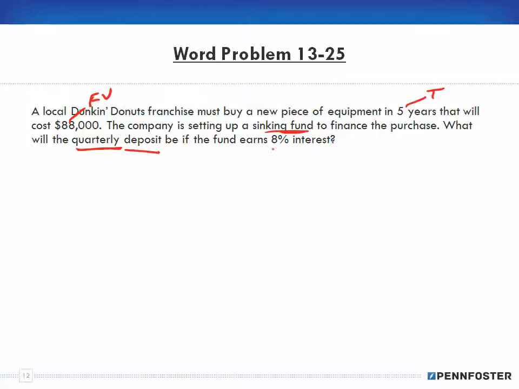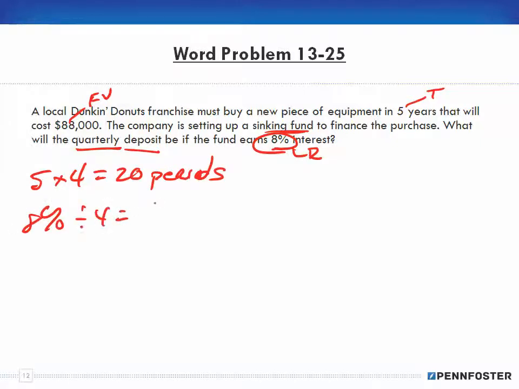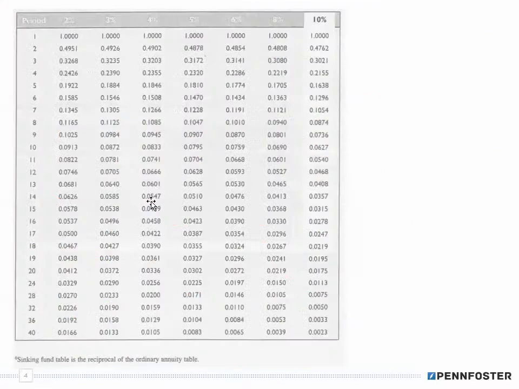If the fund earns 8% interest, so that's my rate. And since it's quarterly, we take our 5 years, our 5 periods, and we multiply it by 4, which means we're looking at 20 periods. And 8% interest divided by 4 means 2% compounded quarterly. And we go up to our sinking fund table, and we look up the 2% interest for 20 periods, and we get a factor of 0.0412.